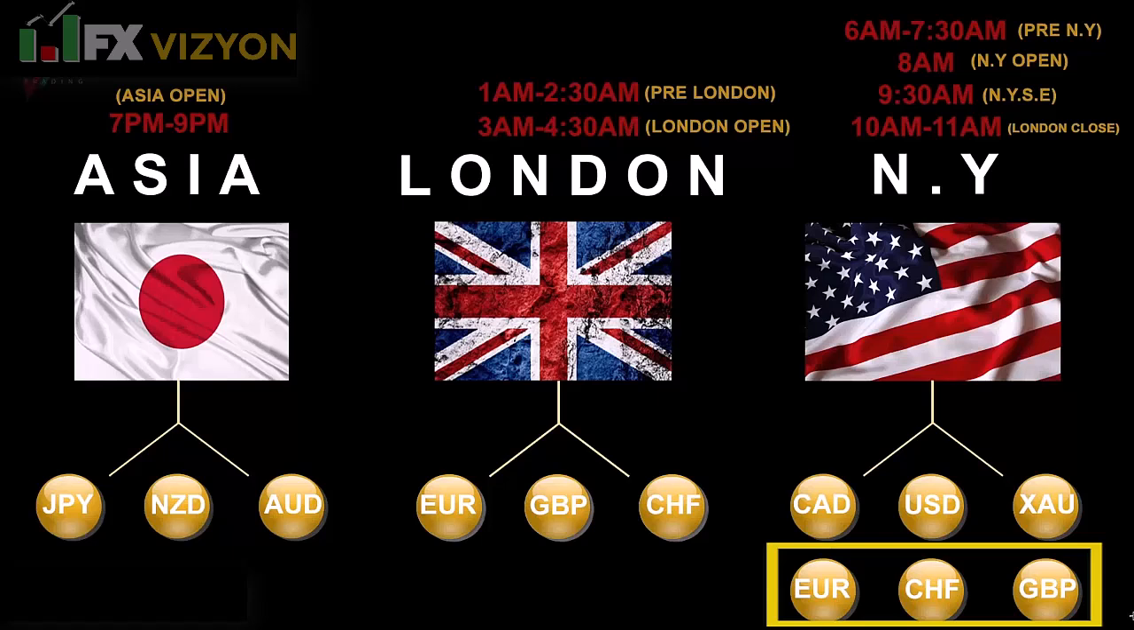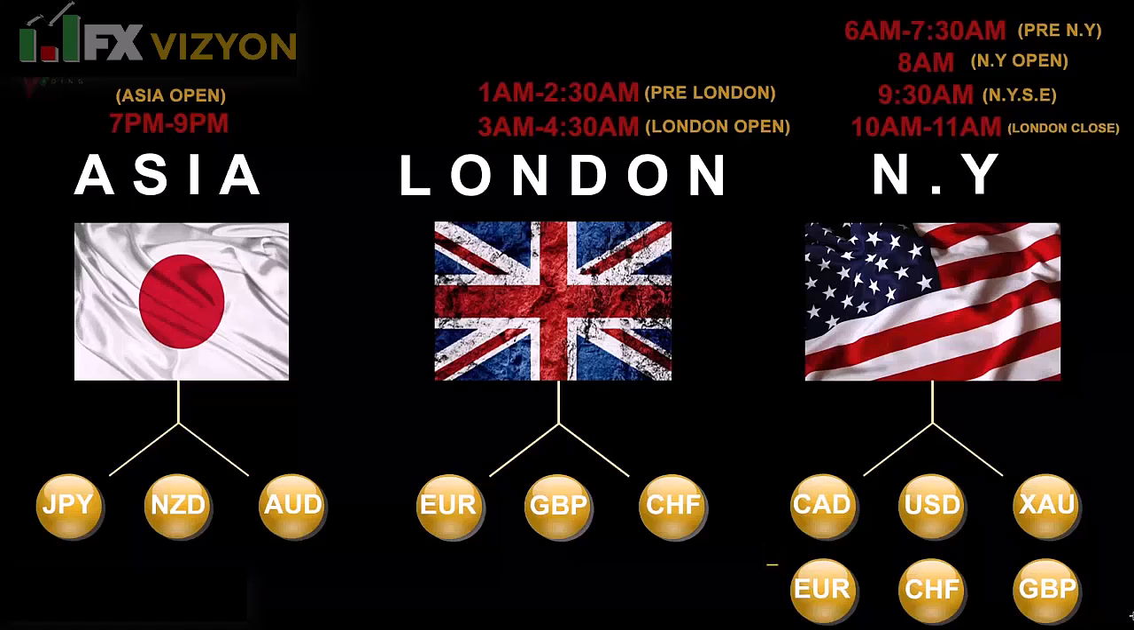And why is that? Well, that's because the sessions overlap. So you can still trade the currency pairs from London into the New York session because you still have movement with those currencies because the London session is still open even though the New York session opened as well. It just overlapped. And so you can use this as a cheat sheet.